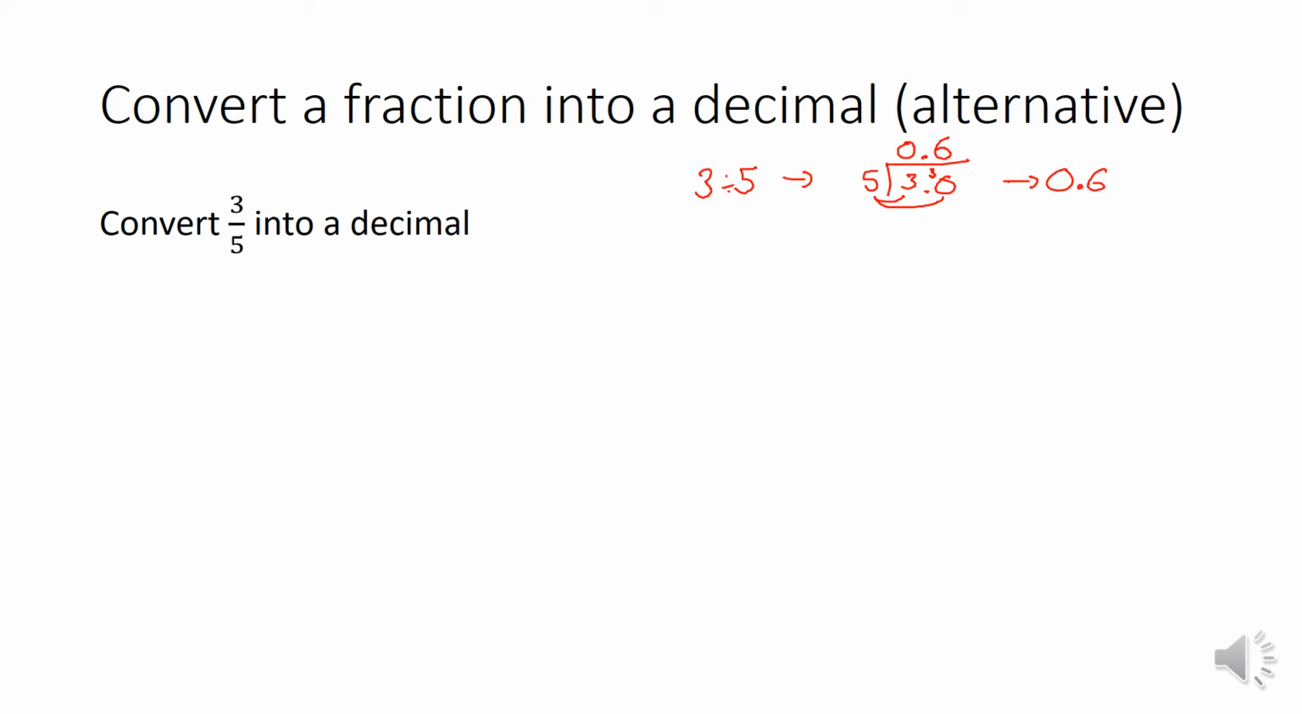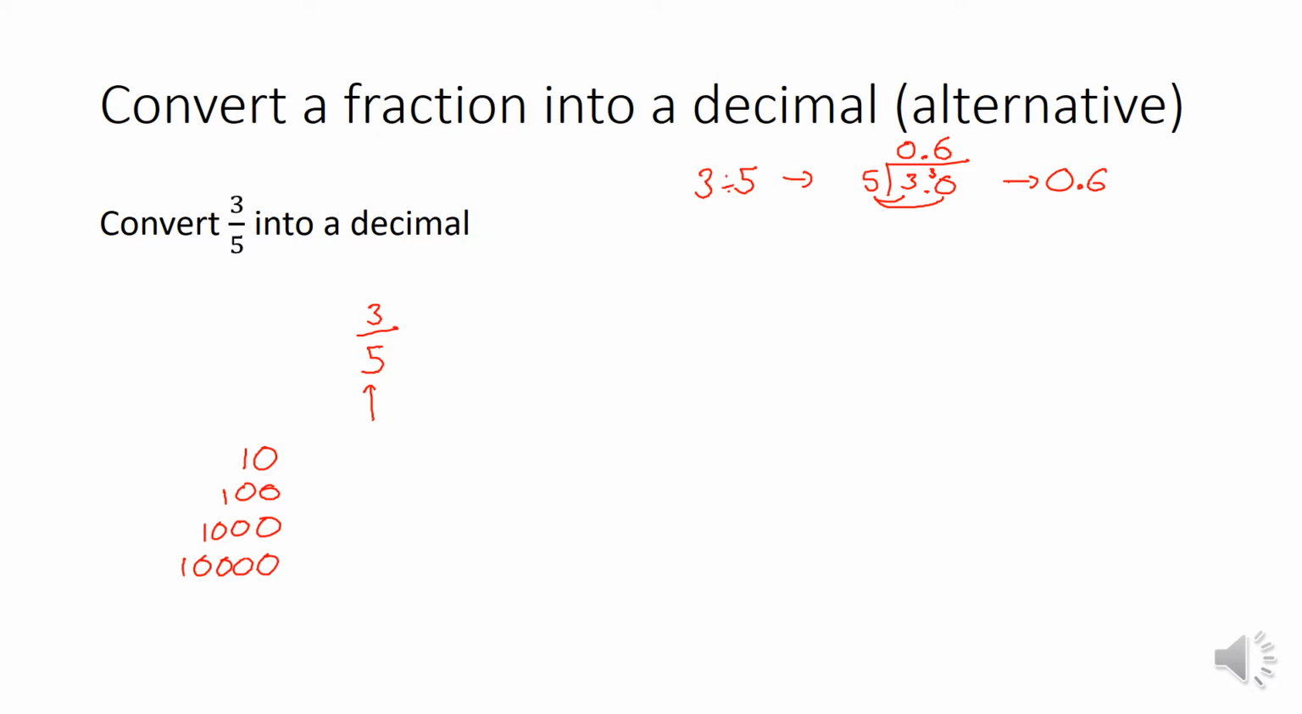So what we're going to do today is look at an alternative method, and this can be a little bit quicker. So we've got 3/5. What we want to do is get the denominator to be a multiple of 10, specifically a multiple of 10 that is a power of 10. When I say that, I mean either 10, 100, 1,000, 10,000, something that has a place value column, and we'll see why in a second.